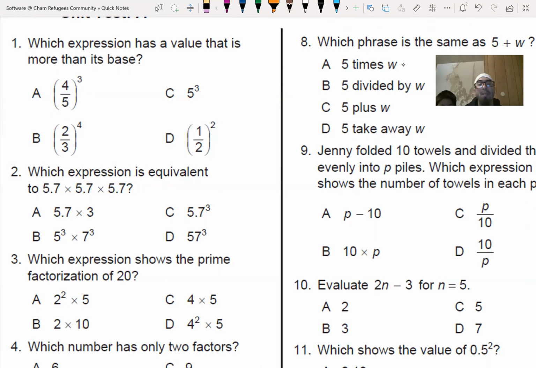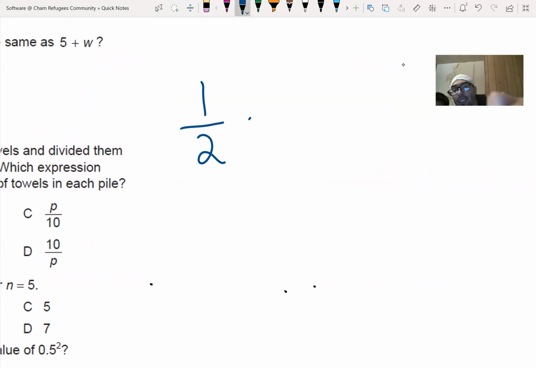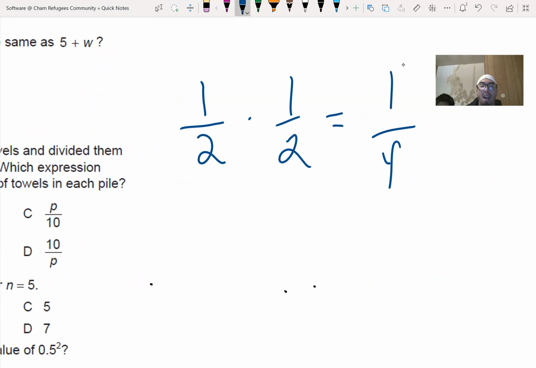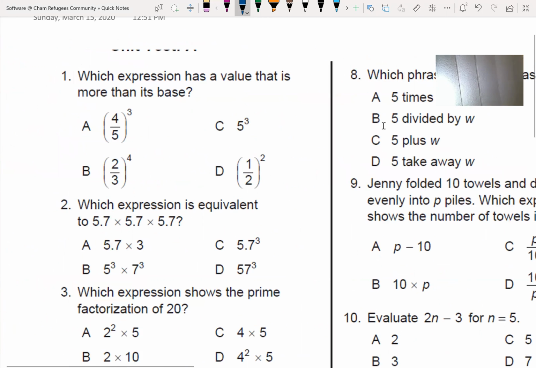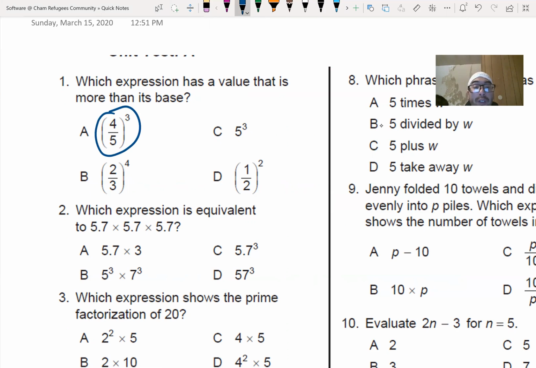What's the rule? What happens when you multiply fractions? When you multiply fractions, the result is always going to be smaller, right? Like 1/2 times 1/2, that's going to be 1/4. That's smaller than 1/2, right? 1/4 is smaller than 1/2. So sorry, my computer fell over. But the same thing will happen right here. If I multiply 4/5 and 4/5, it's going to be smaller. If I do 2/3 and 2/3, it's going to be smaller. If I do 1/2 and 1/2, it's going to be smaller. So all these numbers are going to give us smaller results than the base.